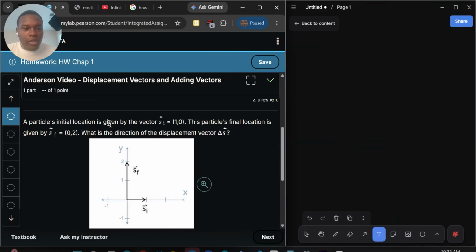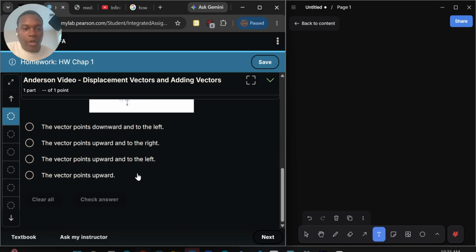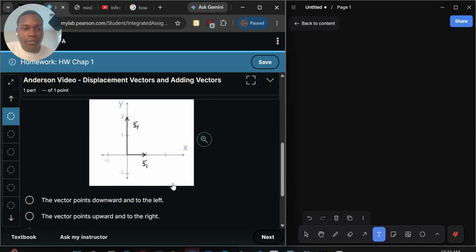A particle's initial location is given by the vector s initial 1, 0. This particle's final location is given by s sub f final 0, 2. What is the direction of the displacement vector delta s? Delta vector s. So it's just this here. The direction points upwards and to the left.